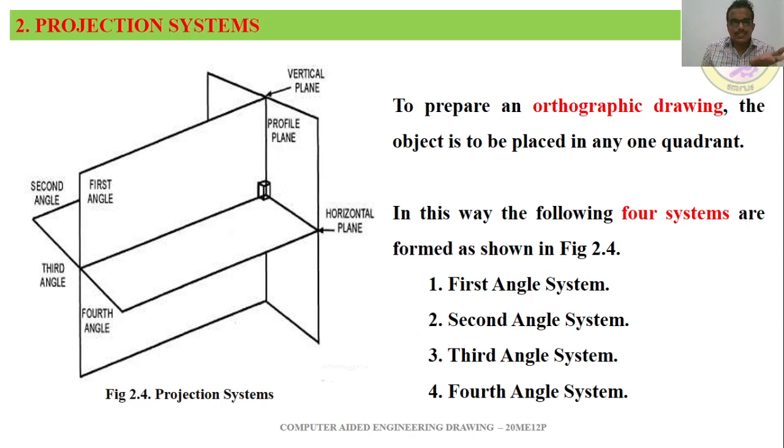We understood that in order to create the three principal views, we need three profile planes: the horizontal plane, the vertical plane and the right side plane. We can say right profile plane or left profile plane. Now what we are defining is that to prepare an orthographic drawing, the object of which we are going to create the orthographic views has to be placed in any one of the quadrants.